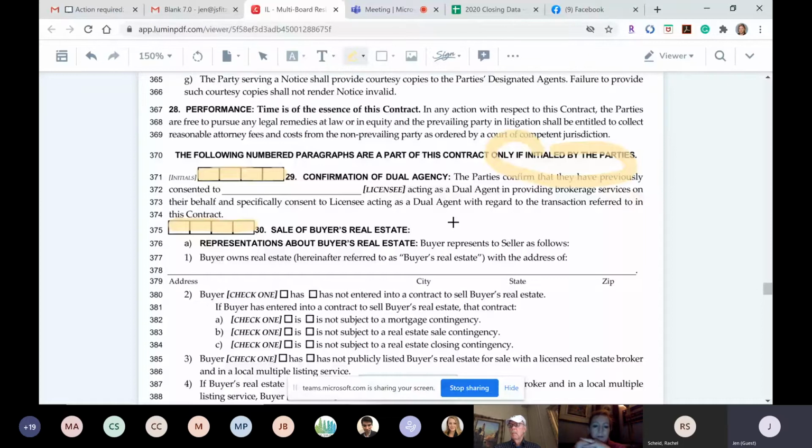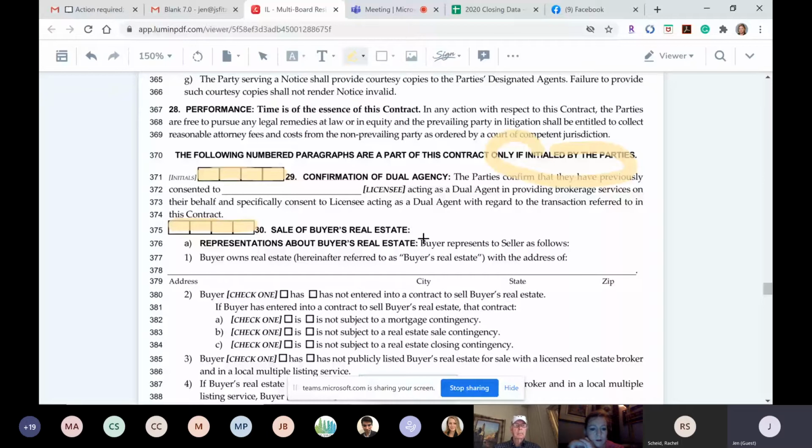So if we can't get a mortgage, we can get out of the contract. If we don't like the condo documents, there's a contingency, we can get out of the contract. If the property doesn't appraise, we can get out of the contract. If we are unable to sell our real estate, we can either get out of this contract or adjust the terms of this contract until we can sell. So that's what this is about.